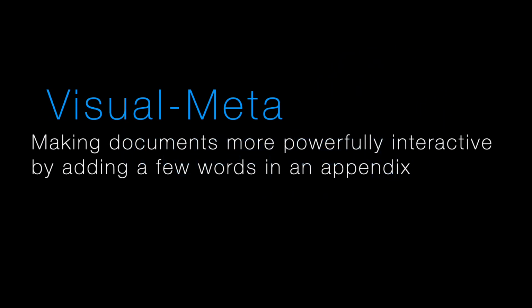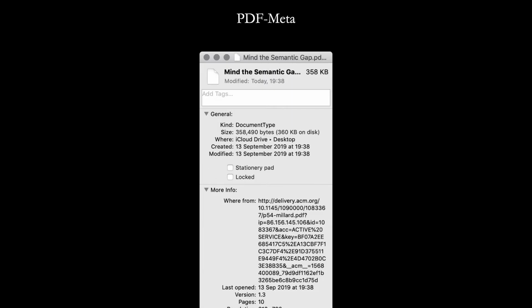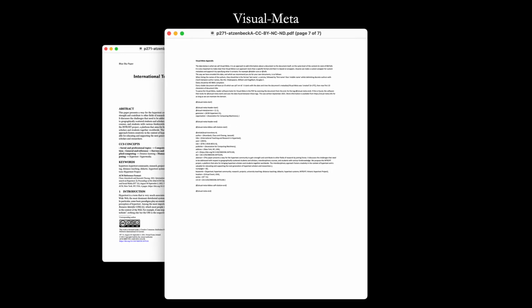So the point of Visual Meta is to make documents more powerful and interactive by adding a few words in an appendix. With paper, we have the first page with the colophon or copyright page or impressum. We've all seen it. PDF has basically no metadata that's used. So all Visual Meta is taking that kind of text, that kind of data, and putting it on the last page of a document.